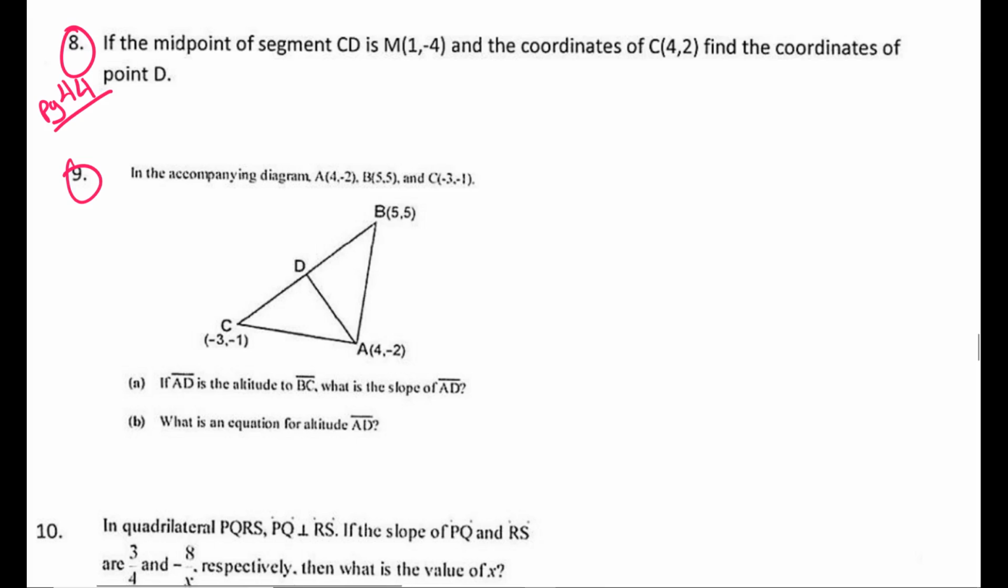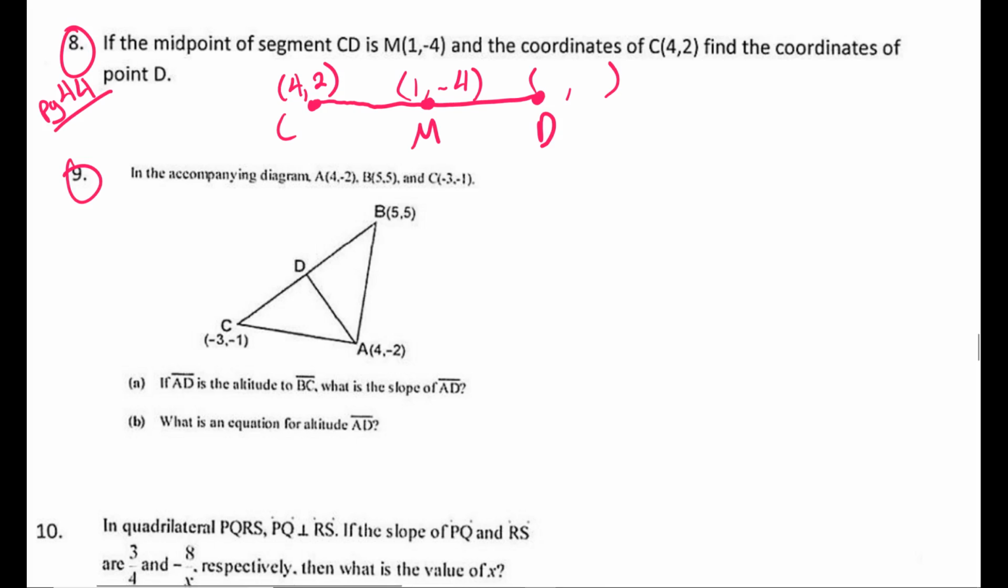If the midpoint of segment CD is (1, -4), and the coordinates of C are (4, 2), find the coordinates of point D. So I'm going to sketch a little picture just to see what we have here. So C, there's some endpoint D over here, and they tell us the midpoint. So the coordinates for point C are (4, 2), and the coordinates for M are (1, -4). And they don't tell us what D should be.